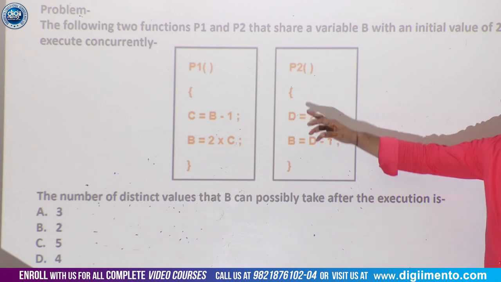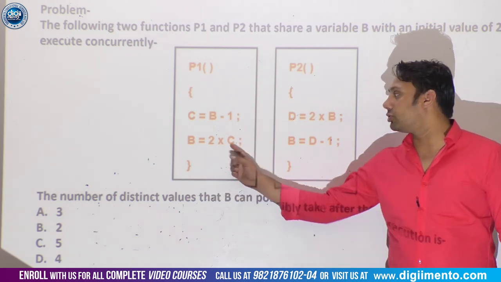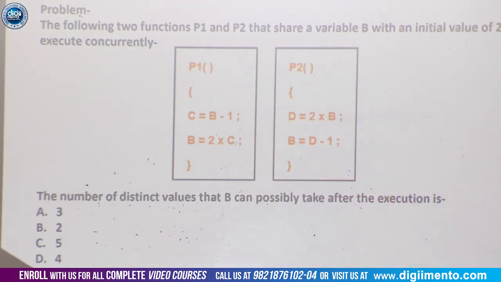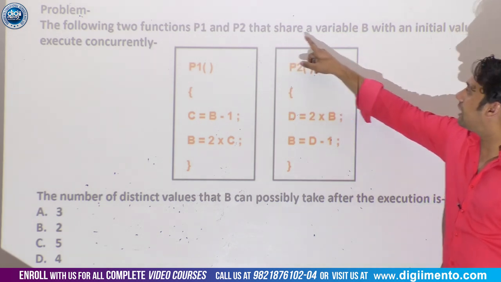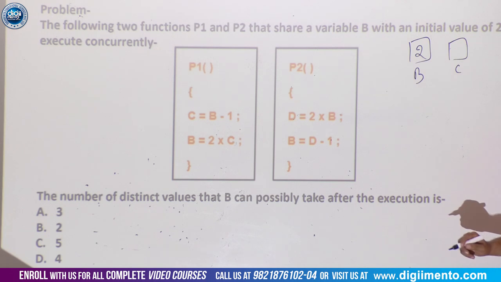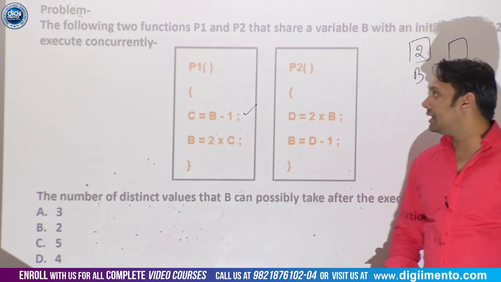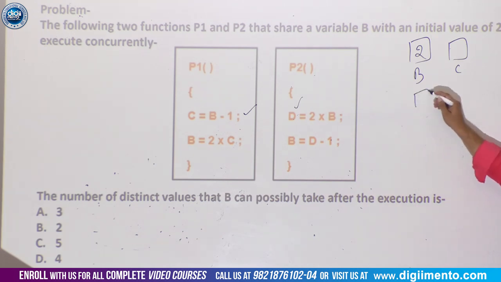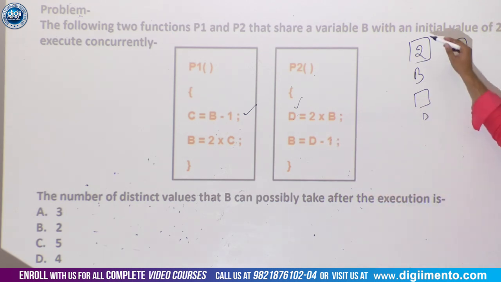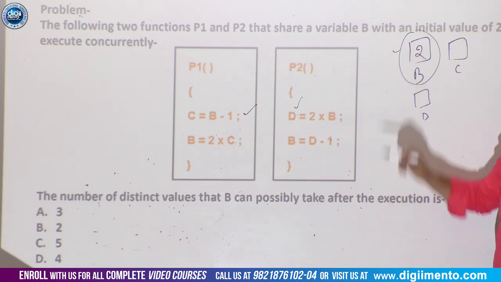We have two functions here, function P1 and function P2. In function P1, I'm trying to do C is equal to B minus 1 and B is equal to 2 into C. Here B and C are shared variables, with B having an initial value of 2. In the first program, I'm storing B minus 1 into C, and then B is equal to 2 into C. In the second program, there's a variable D; I'm storing 2 into B into D, and then B is equal to D minus 1. So we are trying to modify the value of variable B in both programs, so obviously variable B will become a critical section.